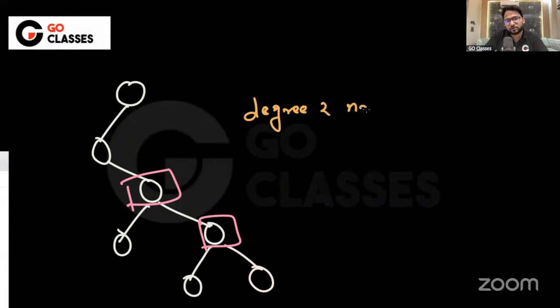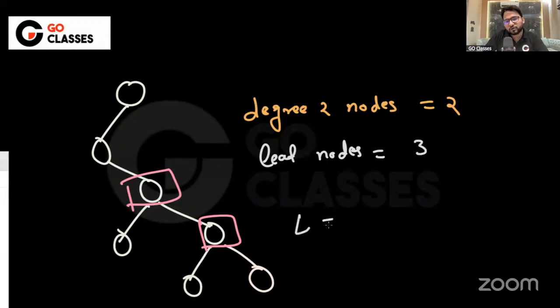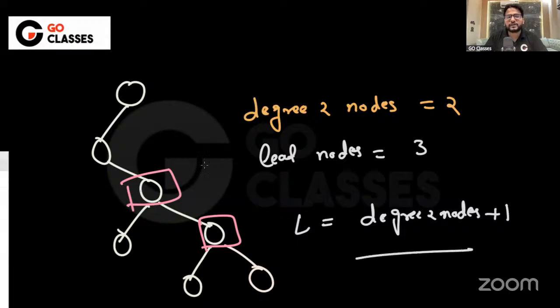Degree two nodes are two. And how many leaf nodes are here? Leaf nodes. These are three, isn't it? So aren't leaf nodes equal to degree two nodes plus one? Yes, that is there, right? So basically, in any binary tree, it will be satisfied. I hope that's fine to everyone, right?